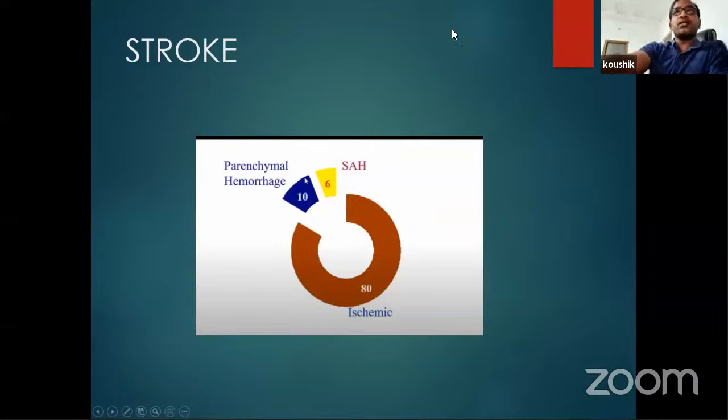Then we'll go into stroke. Stroke is usually ischemic or hemorrhagic. Most of the incidence of stroke is ischemic stroke, which is 80%, and the rest are hemorrhagic stroke, which is parenchymal hemorrhage or subarachnoid hemorrhage.